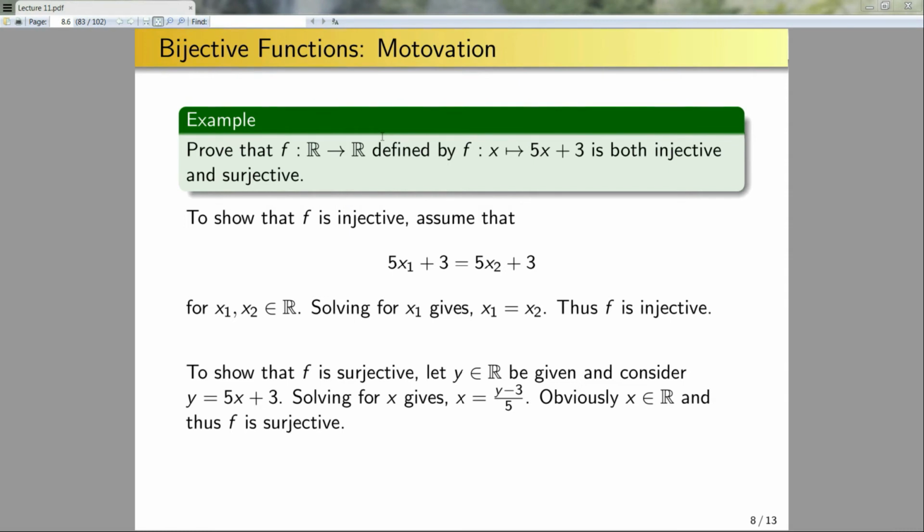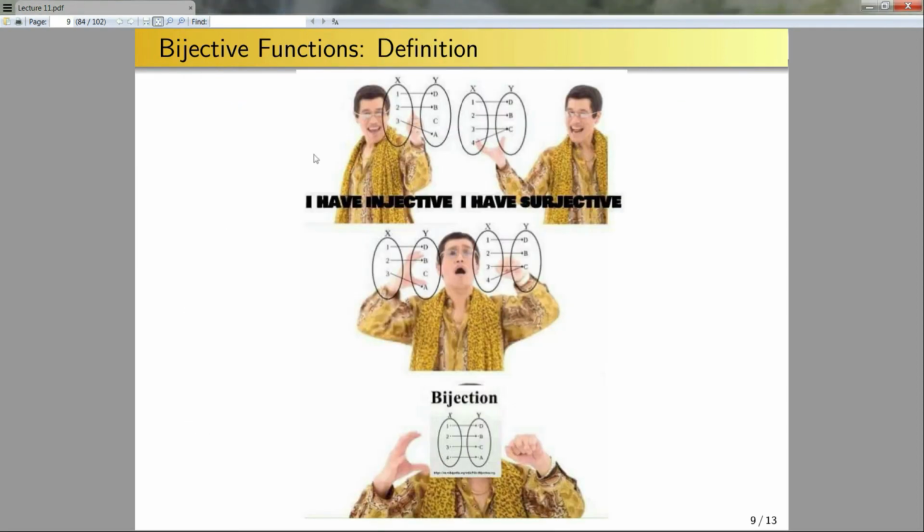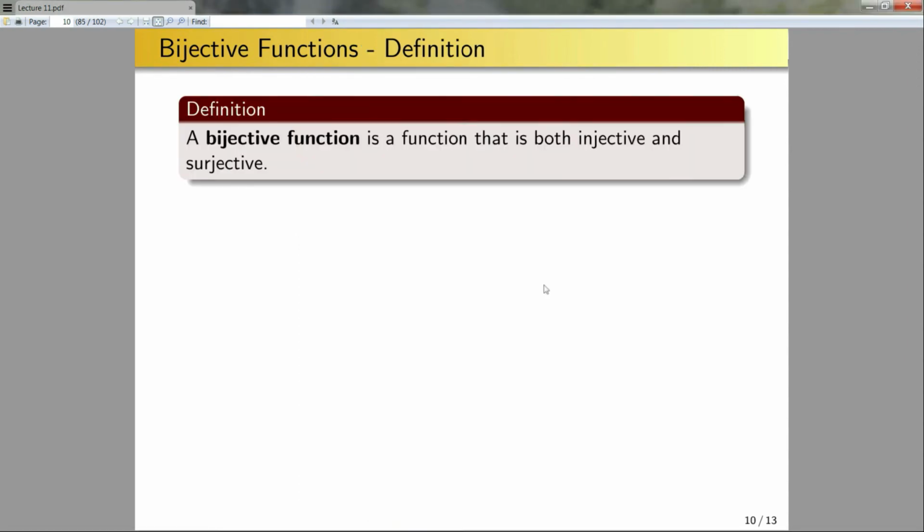So since this function is both injective and surjective, we give it a name, we call it bijective. So now, definition of bijective functions. Well, okay, technically that works, right? We have an injective, we have a surjective, we now have a bijection. But let's be a little bit more formal than PPAP here. Okay, so jokes aside, a bijective function is a function that is both injective and surjective.